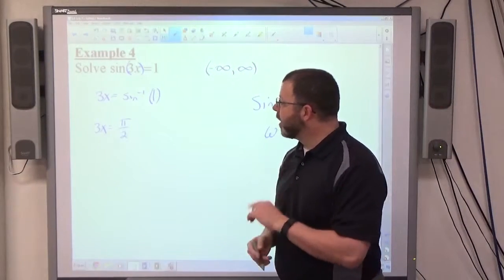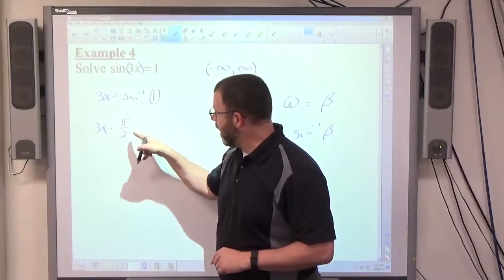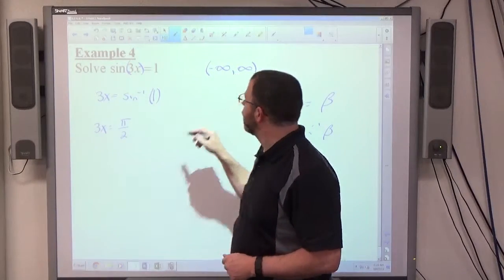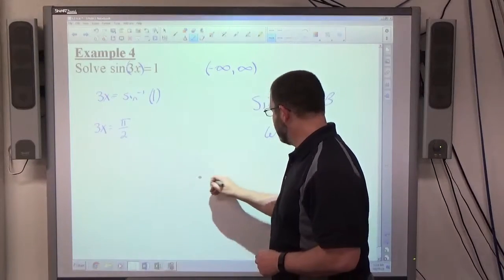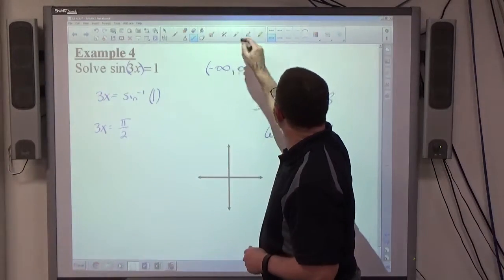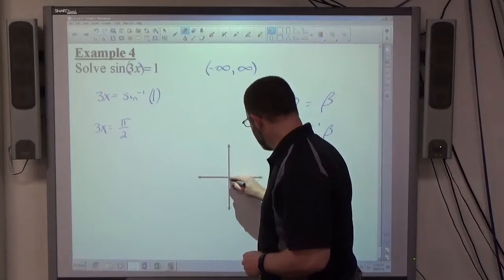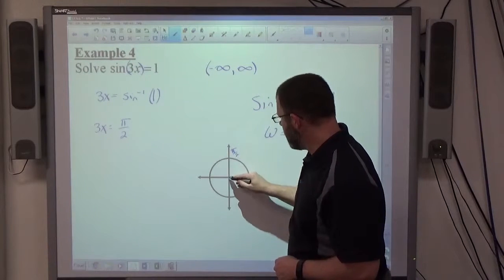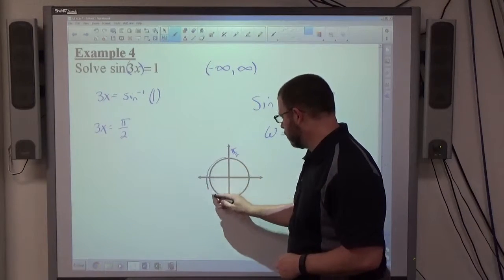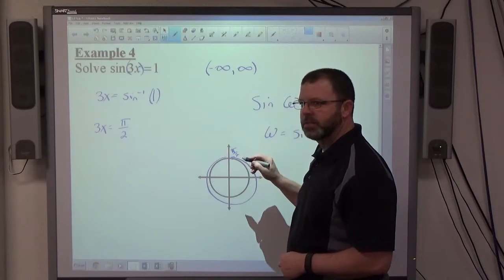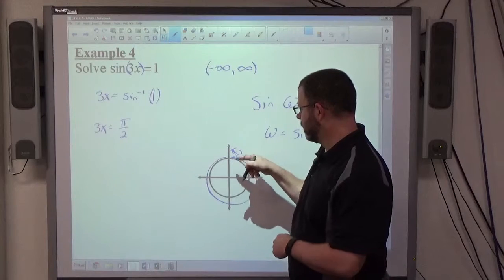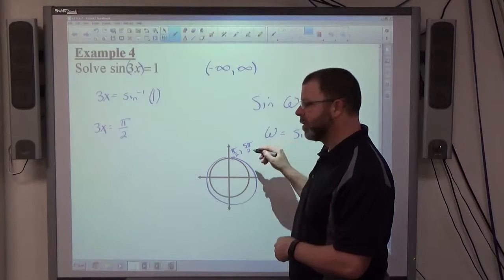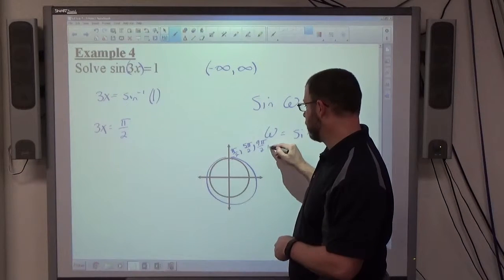The other thing I want to bring to your attention here is that there, again, are infinity answers. So I have to account for that by figuring out how to get each next answer. So if I draw my unit circle in here, there's my unit circle. Pi over 2 is right here, right? And that's got a sine of 1. If I go around the circle, the next one around is going to be 5 pi over 2. The next one around is going to be 9 pi over 2, and so on.